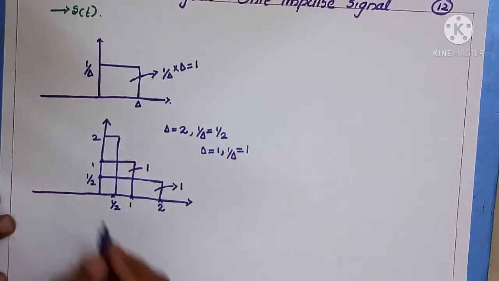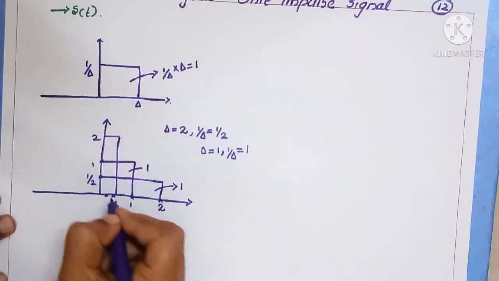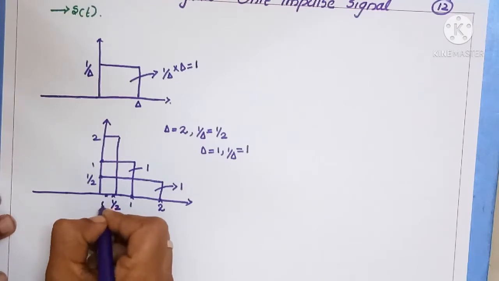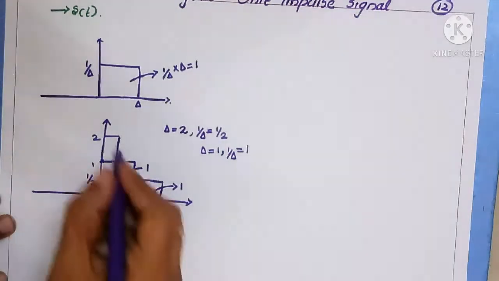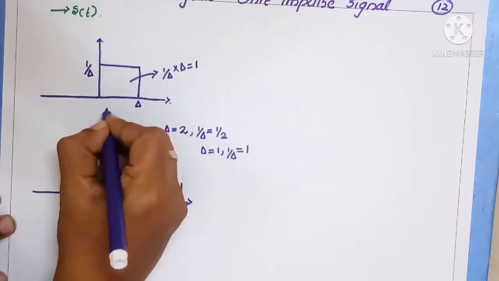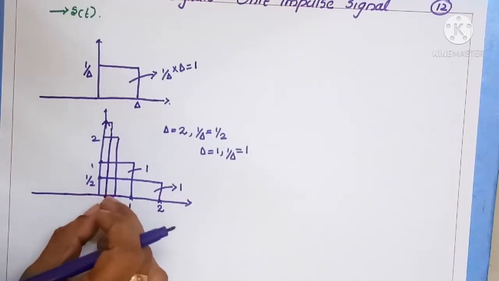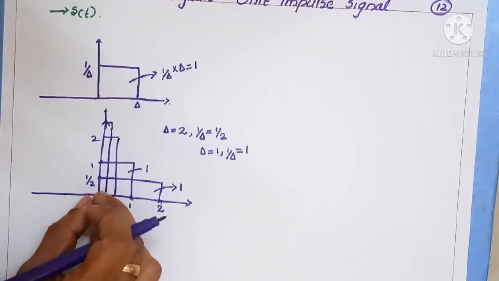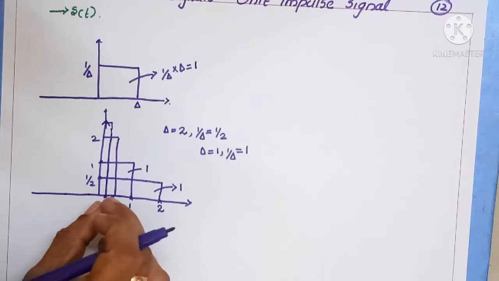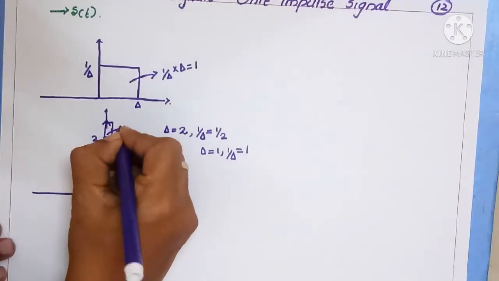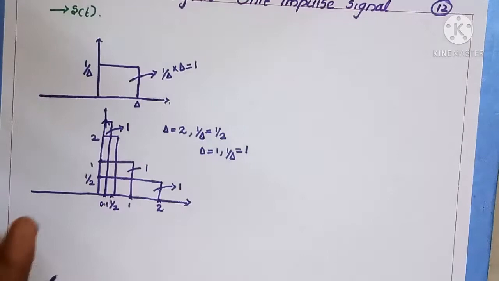Also consider the delta value reduced to 0.1. Then the value of 1 by delta becomes 10. If you consider this pulse, its duration is reduced, but its height is increased. Also its area is 1. If you reduce the delta value, its height increases but its duration reduces, and its area remains unity.